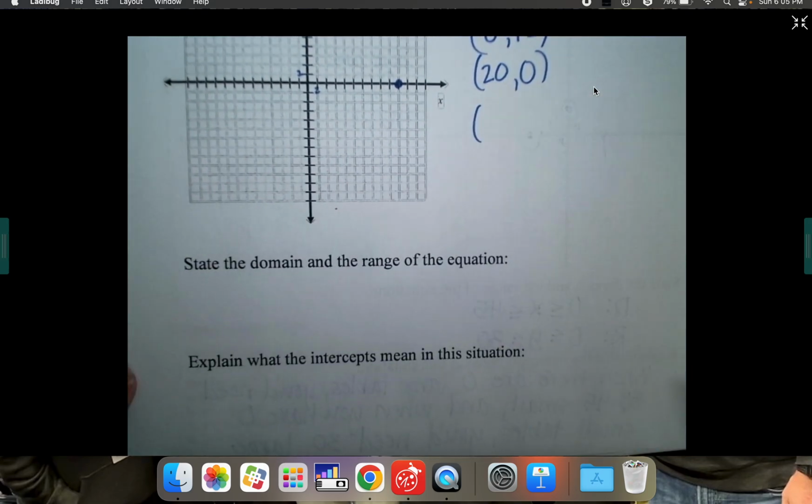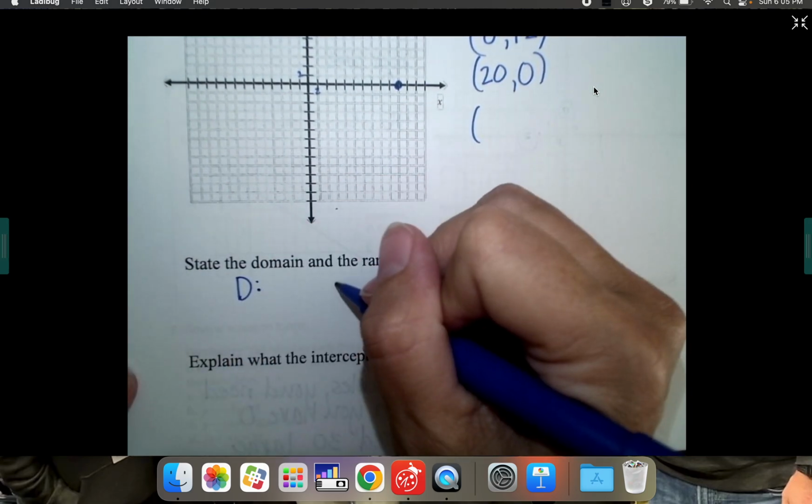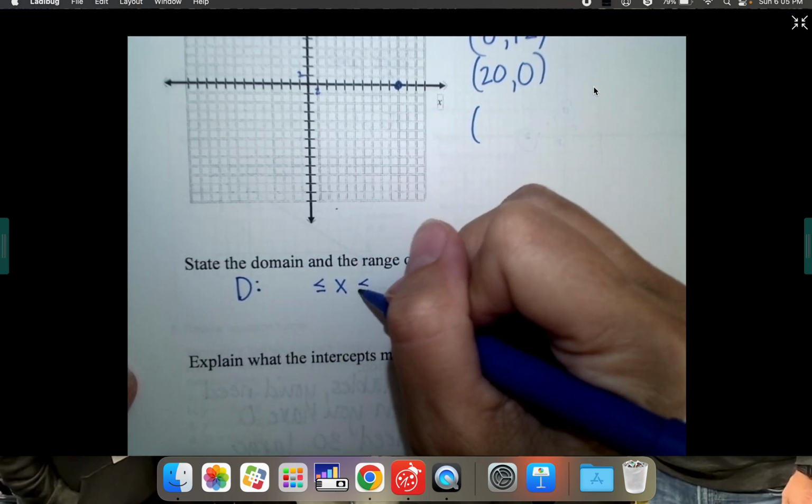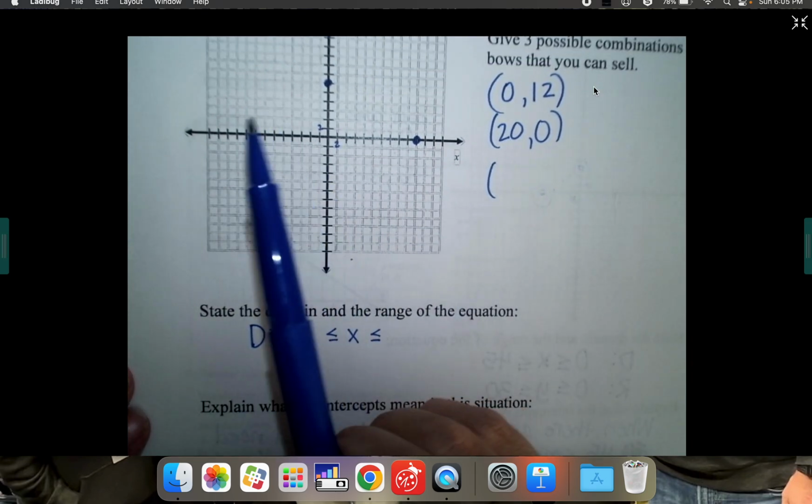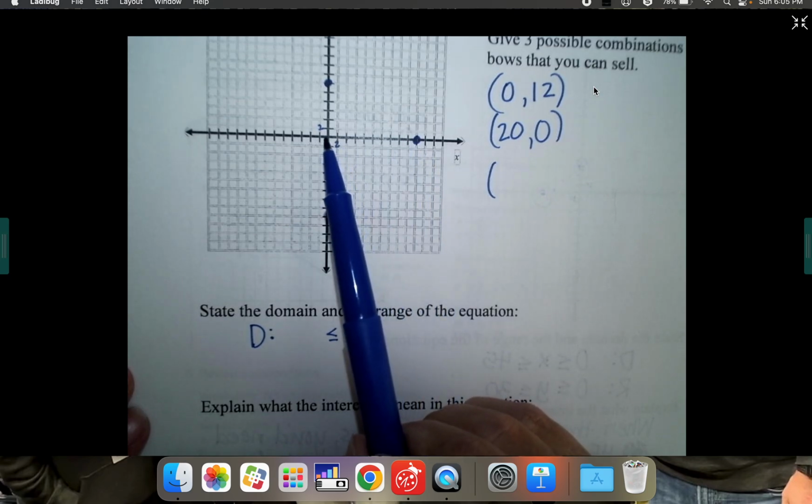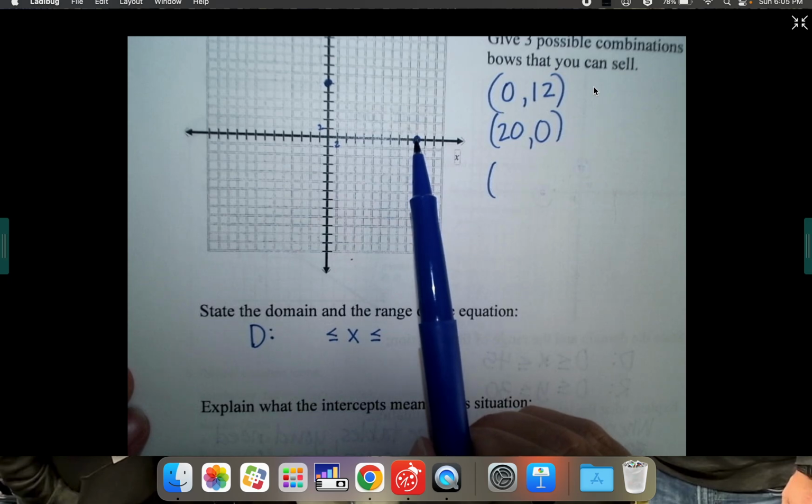Okay, the domain and range again. Domain is x is between a certain amount, and let's look at the x-axis to check and see. You can't sell a negative, and so it's between 0 and 20.